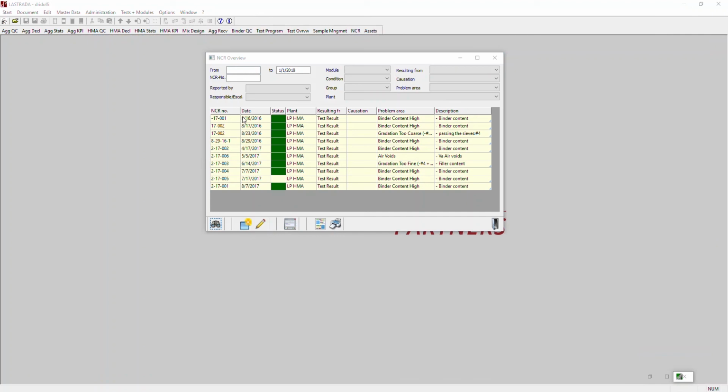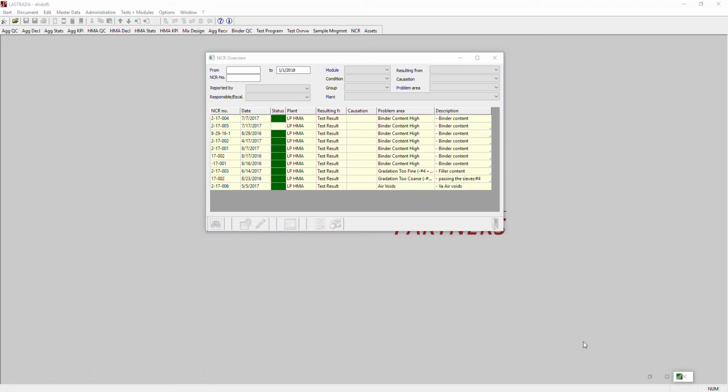But when you look at the sources of the failures, you see 7 failures due to binder content, 1 low air voids test likely related to high binder content, and 2 failing gradations. So most of their issues relate to binder content. So we have to ask ourselves, is there an issue with binder content at this plant?